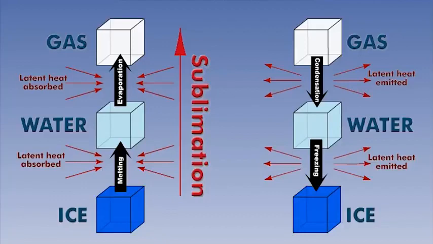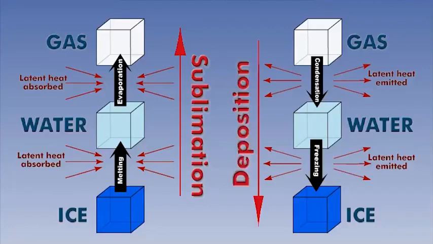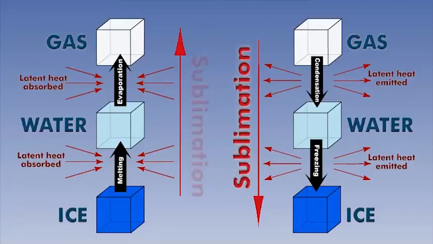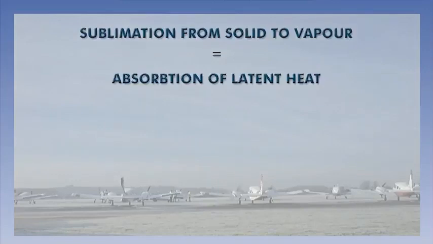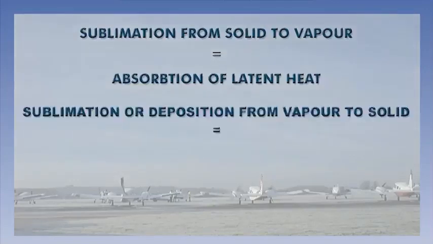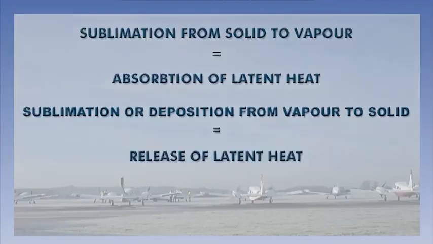Strictly speaking, when water goes from vapour to the solid state directly, it is called deposition, but in meteorology, this change is also called sublimation. Note that both of these phase changes miss out the liquid phase. Sublimation from ice to water vapour absorbs latent heat, and sublimation or deposition from water vapour to ice releases latent heat.